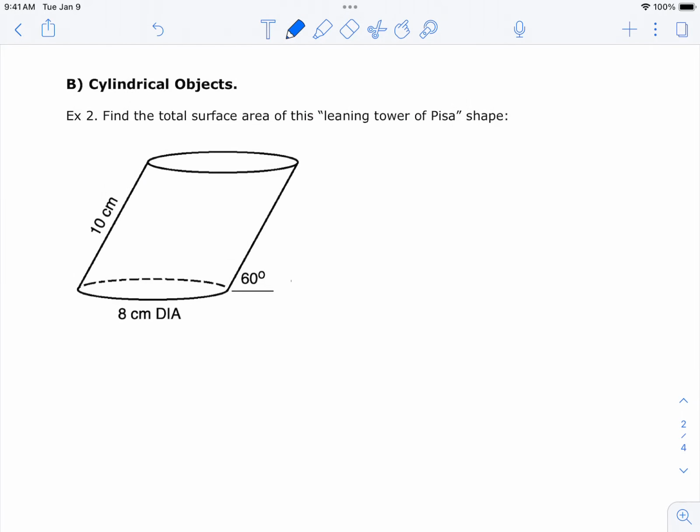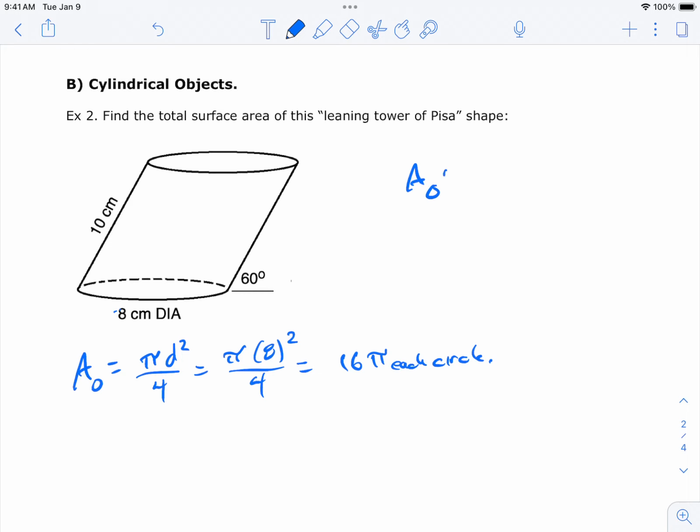They're the easy part. So area of a circle is, well, you can use different formulas. I like this one, pi d squared over 4, especially when they give you the diameter. So they gave us the diameter of 8. Pi times 8 squared over 4. So if you work that out, I think you get 16 times pi. 64 divided by 4 is 16, right? Yep. 16 times pi each circle. So the area of the circles is 32 pi, and that would be square centimeters.